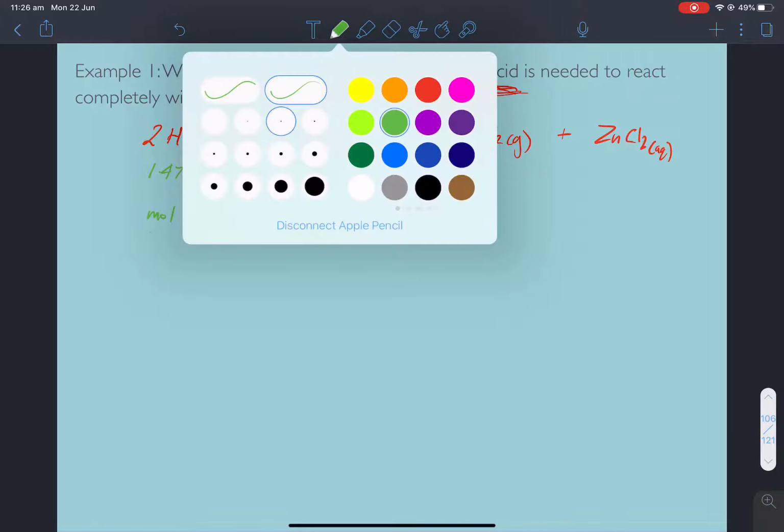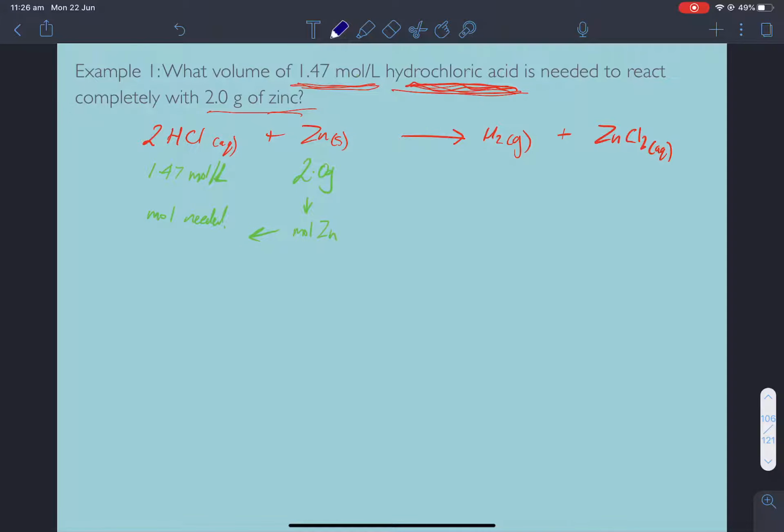Alright, change to a blue. Okay, so moles of zinc is going to equal our 2.0 grams divided by the molar mass of zinc. Look on our periodic table, it's 65.38 grams per mole. We'll put it in our calculator and it'll tell us how many moles of zinc we have, because mass is horrible and we don't like it as chemists because everything weighs different amounts.